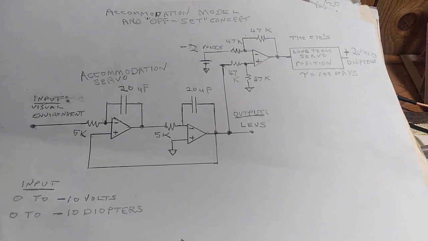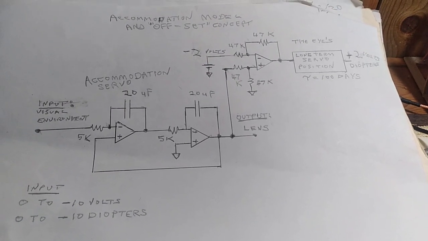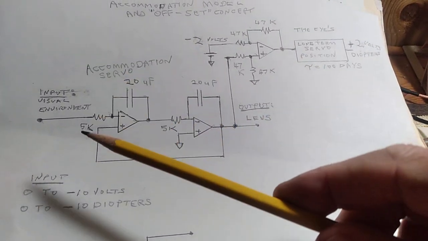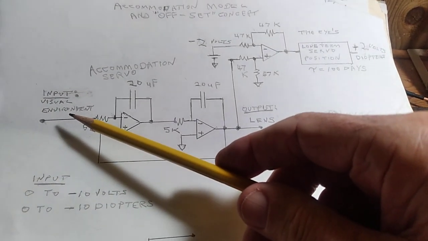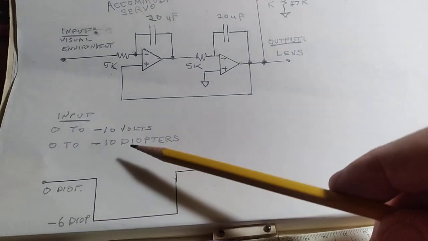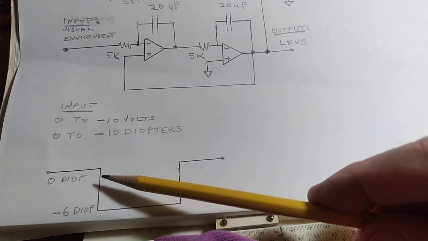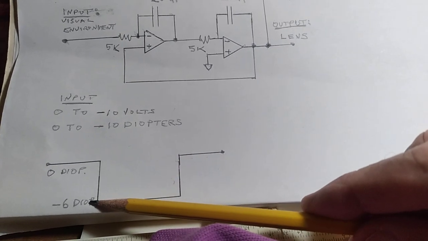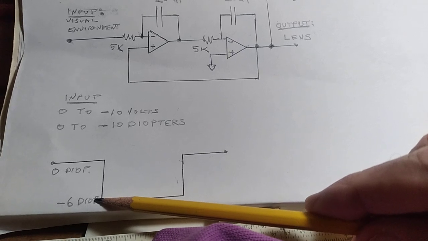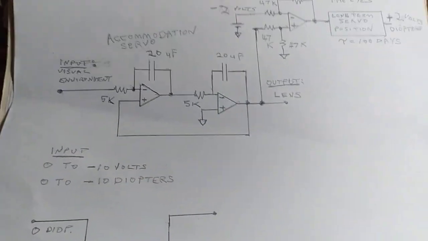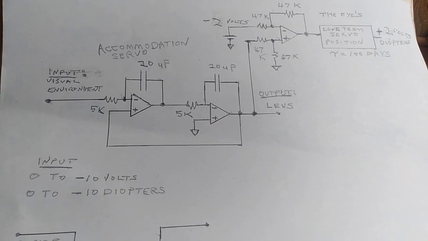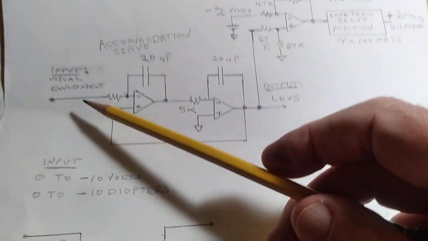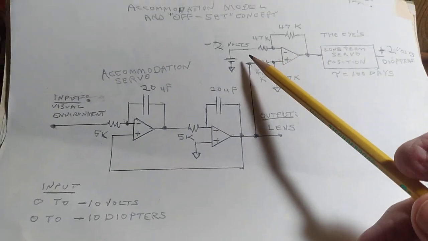So let's start with accepting the eyes are normal and dynamic. What we have here is the input, which is your visual environment. And it can run from 0 to -10 diopters, typically 0 for parallel light rays to -6, or reading at -6 diopters. So what the normal eye does is offset the value of accommodation by 2 diopters.